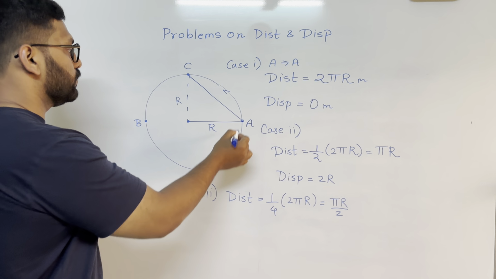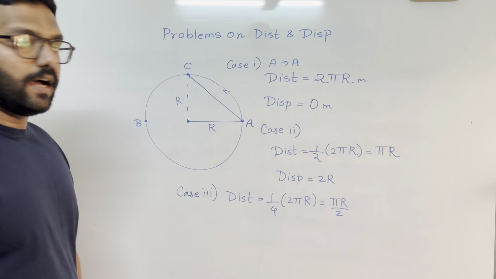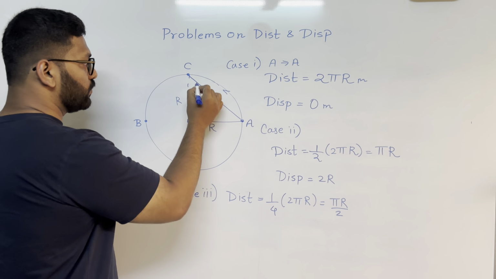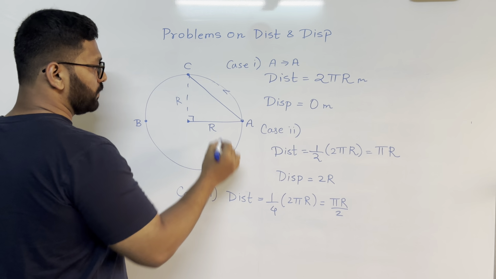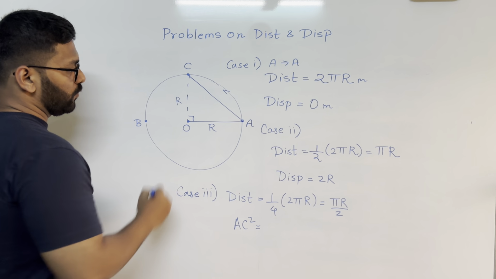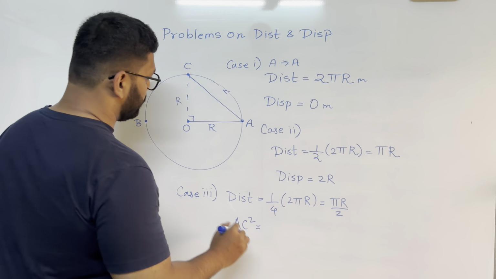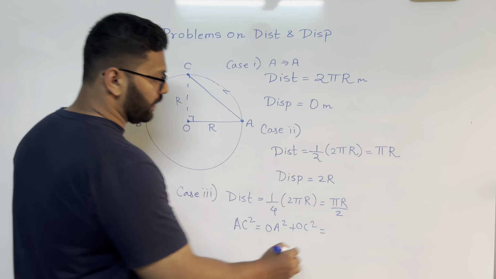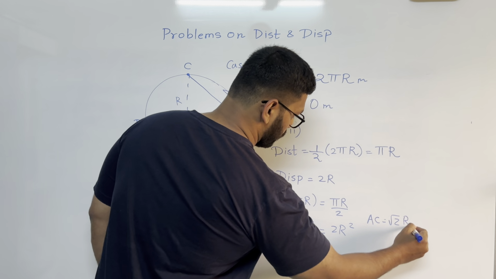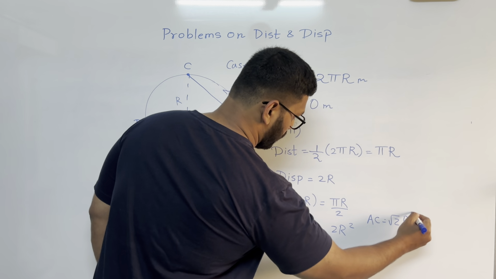Now how will you find out this length AC? See, this is r, and this is 90 degree. So according to Pythagoras theorem, AC square is equal to, let's call this O, the center of the circle, AC square is equal to OA square plus OC square. But OA and OC both are R, so this will be 2R square. So AC is equal to square root of 2 into R. This is your AC, the hypotenuse length. So this is your displacement.